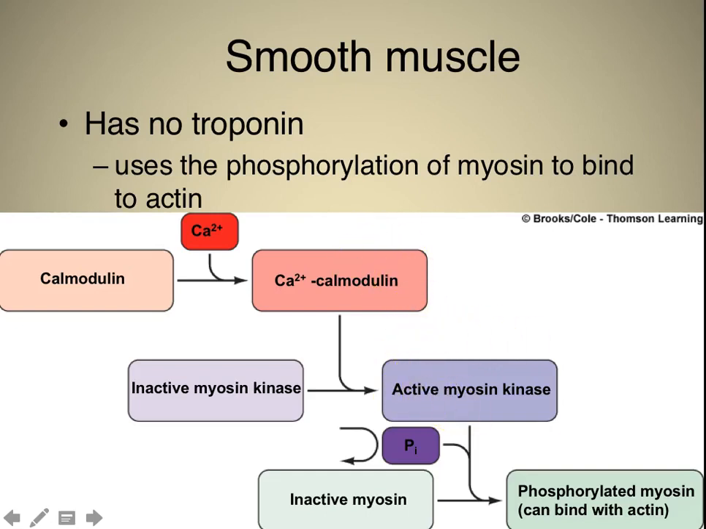This myosin kinase will insert that phosphate onto that myosin head. Remember how that myosin head had to have that phosphate in order to attach to the actin? So instead of having ATPase break down the ATP into ADP and phosphate, now this myosin kinase will simply put that phosphate on there. And that's what will cause it to attach. And then you can have contraction. Okay? So hopefully that makes sense to you.